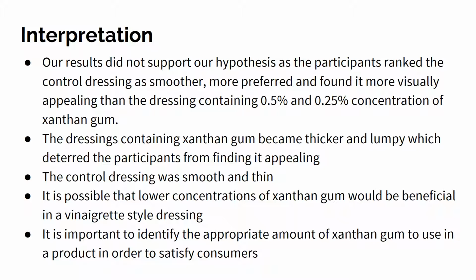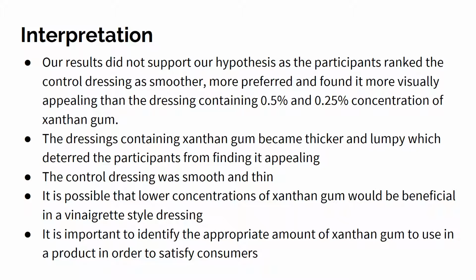They also ranked the control as having a smoother texture when compared to each experimental dressing individually. The control was preferred over the 0.5% xanthan gum, and this result was found to be significant, which supported our hypothesis. The 0.25% xanthan gum was also preferred over the control, although this result was not significant. The dressings containing xanthan gum became thicker and lumpy, which deterred the participants from finding it appealing.